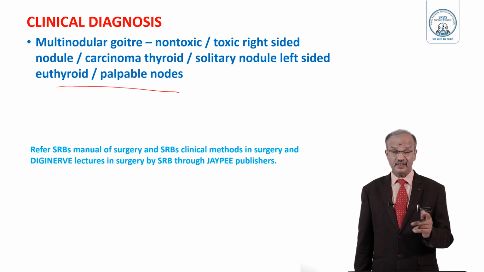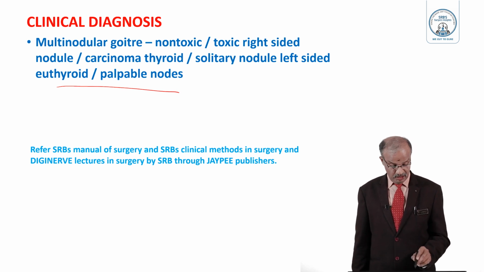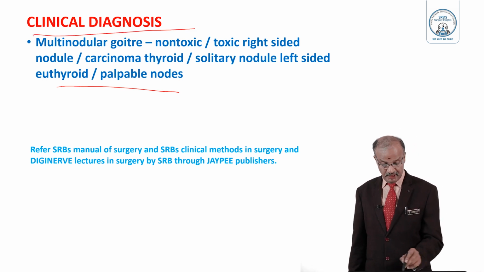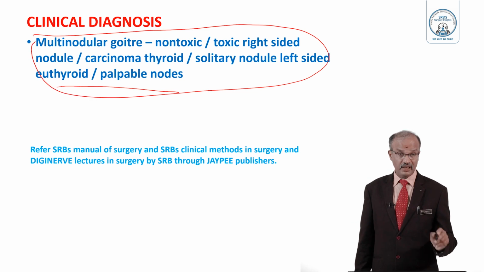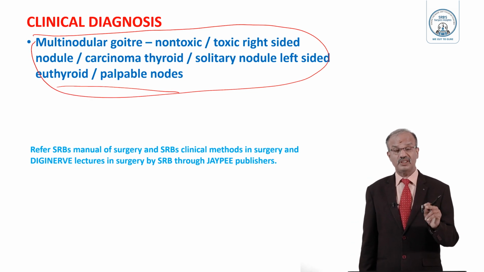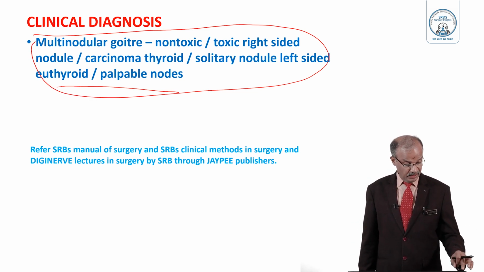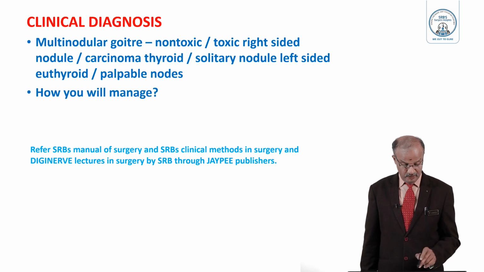Euthyroid status, second is neck lymph node, whatever happened. So the entire thing you should write like this, very clearly. Side, nodes, toxicity, everything. This is exactly what you will write. So how will we manage?